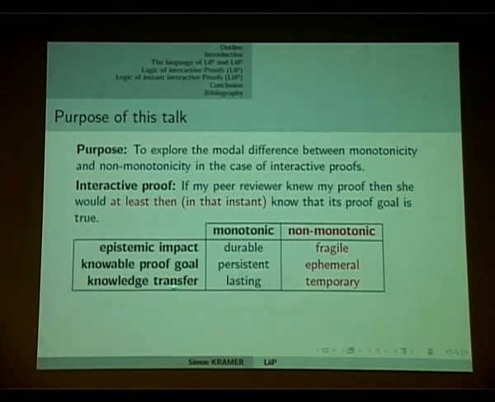And so the knowledge transfer that happens when we communicate a proof, because the proof is about inducing the knowledge of its proof goal with the proof reviewer. In this sense, there is knowledge transfer. The knowledge transfer in monotonic proof is lasting, whereas with non-monotonic proofs, it is temporary. So this is sort of a philosophical prelude to my talk.